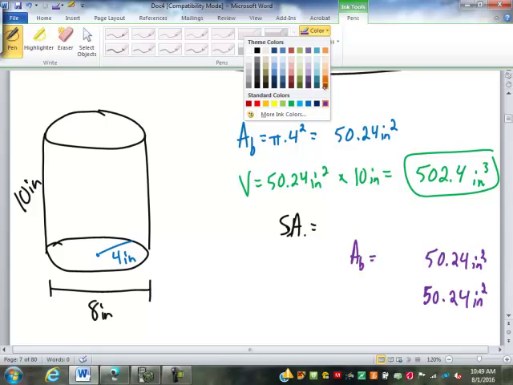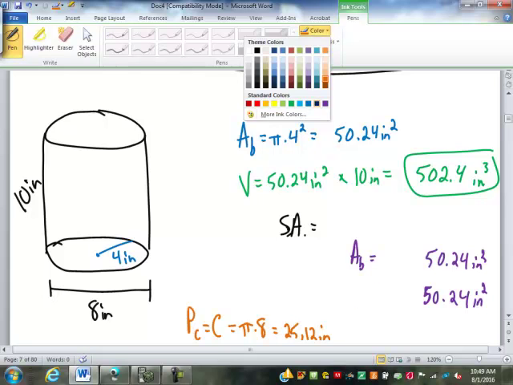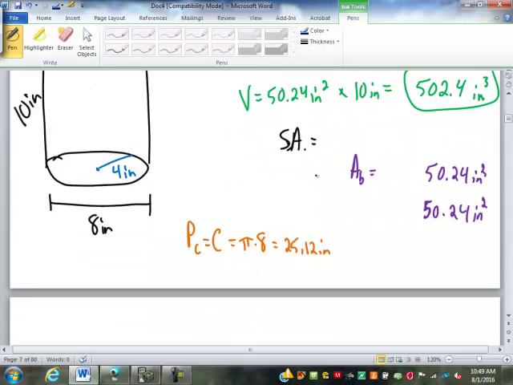For the lateral area, we need to find the perimeter of the base, which is going to be a circumference since the base is a circle. So that'll be pi times the diameter of 8 inches, which will give us 25.12 inches. So our lateral area is 25.12 inches perimeter times the 10 inches of height, or 251.2 inches squared.